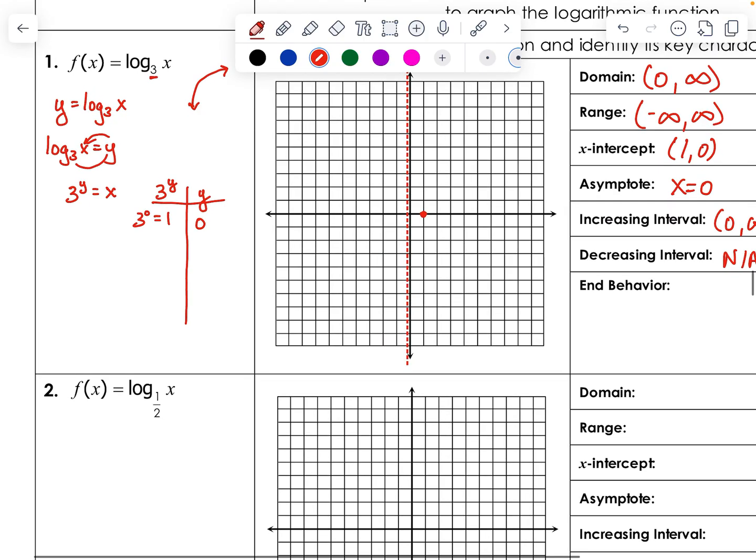And then I'm going to choose another y value. So let's say I choose 2. So I'm going to substitute 2 for y. So 3 squared gives me 9. So my next ordered pair that I can graph is (9, 2). So I go over 9. And I go up 2. So there's another point.